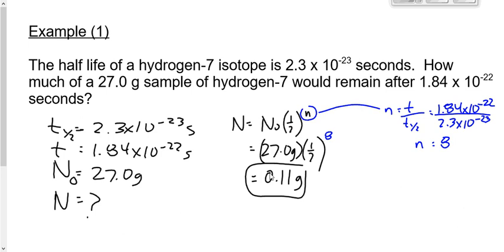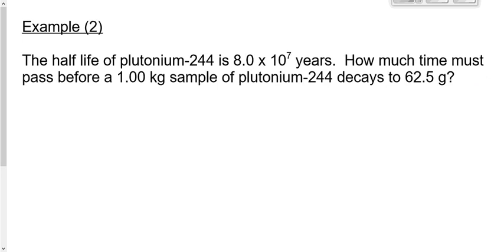Let's take a look at another example, then it's break time. The half-life of polonium-244 is 8 times 10 to the 7 years. How much time has passed before a kilogram goes to 62.5 grams? So let's write down some numbers here. We've got 8.0 times 10 to the 7 years. Clearly, that's going to be a time, right? Is that t or is that t1 half? Yeah, that's the half-life t1 half.